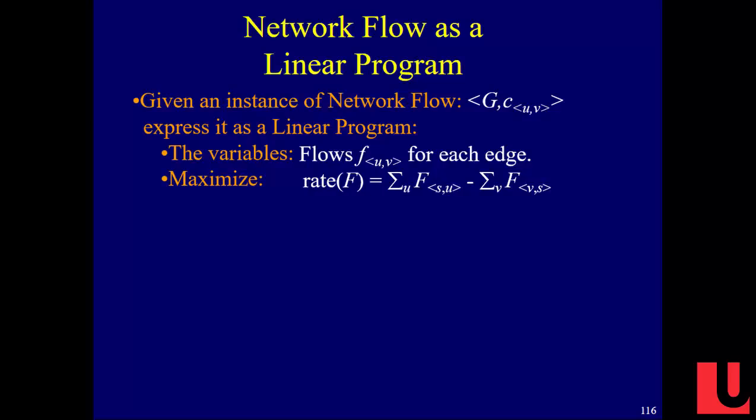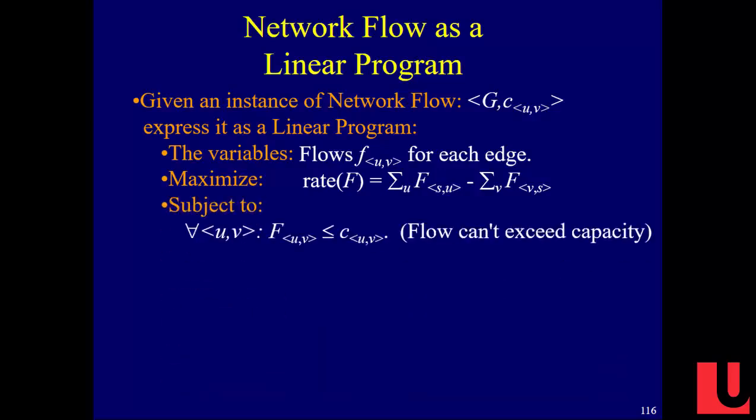So I ask, express network flow as a linear program. All right? So here's the answer, right? Remember what network flow is: I have a graph and capacities, right? Well, what are my variables? For every edge, I want to find the flow through that edge, right? And what am I trying to maximize? I'm trying to maximize the flow out of S minus the flow back, right? So that's just a linear thing I'm trying to maximize.